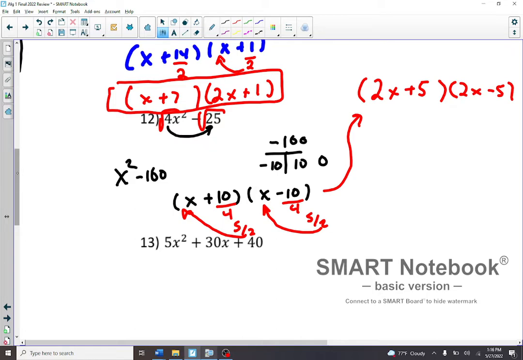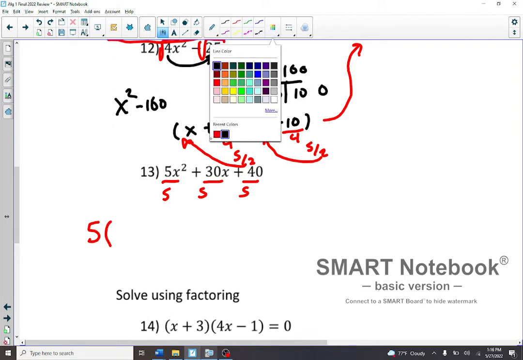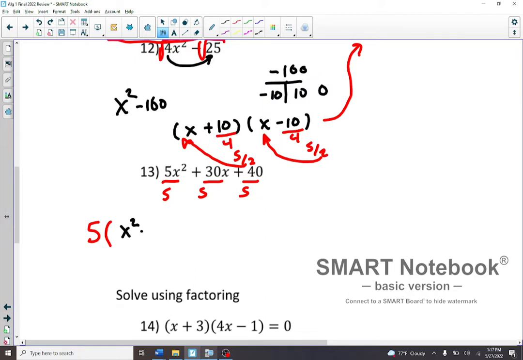Okay. Next one, 5x squared plus 30x plus 40. What we can do is take the 5 out of everything before we start. So 5 will be on the outside, and then on the inside will be a normal x squared plus 6x plus 8. So we don't have to do slide and divide in that case. Things that multiply to 8, that add to 6: 4 and 2. So 5 times x plus 4 times x plus 2.